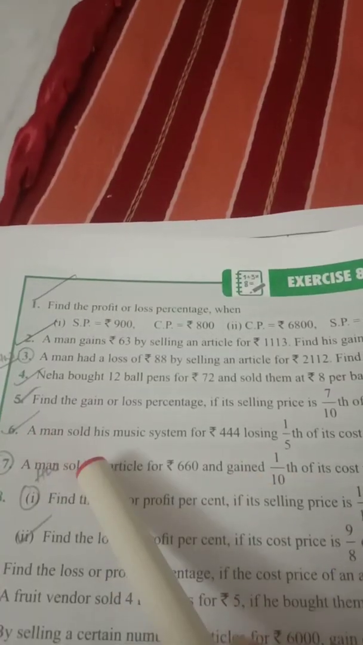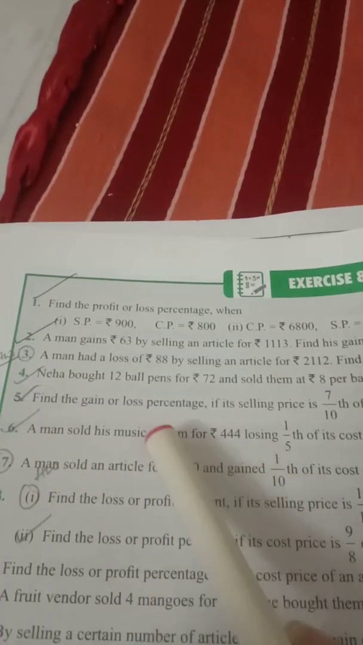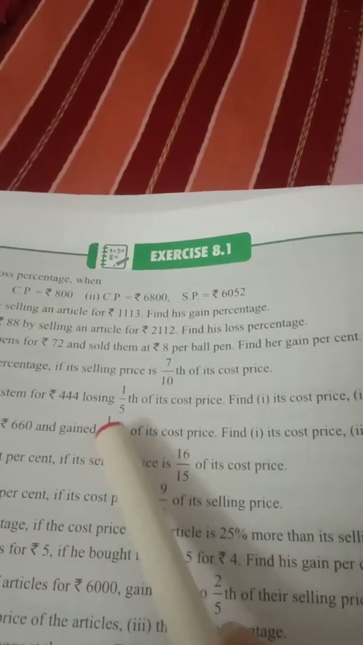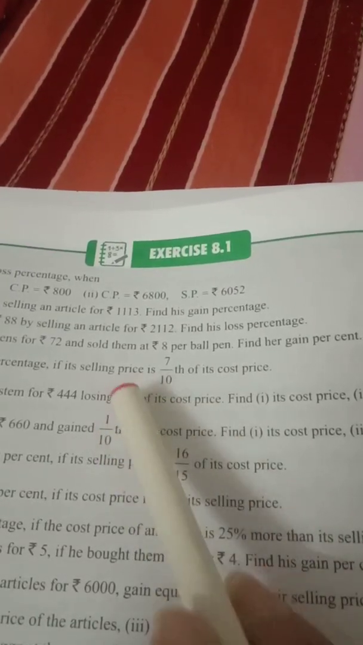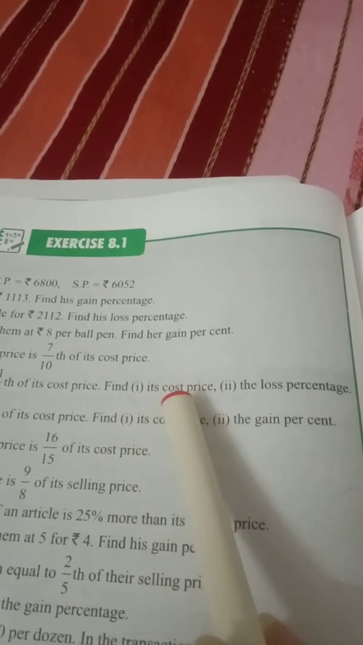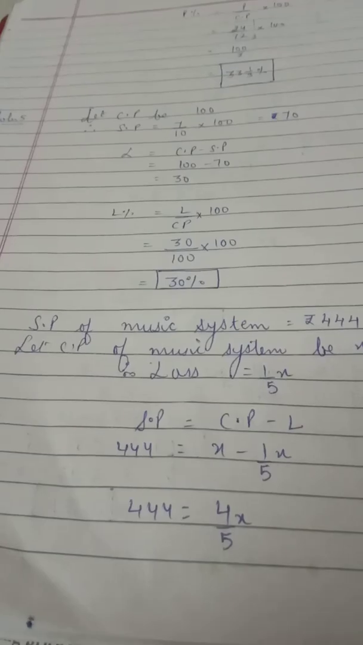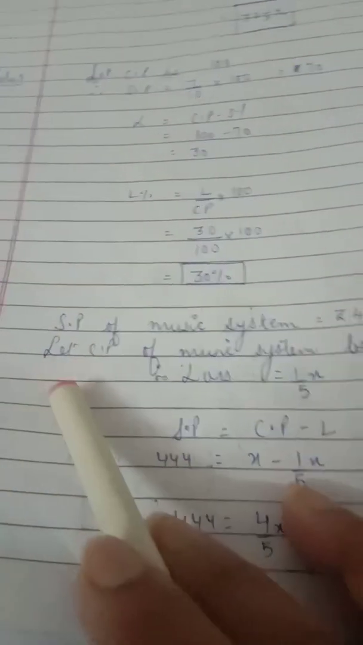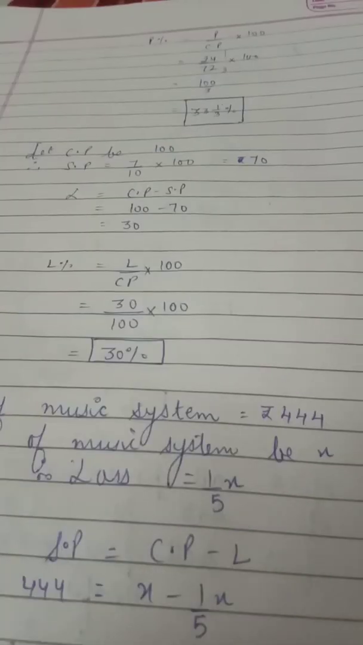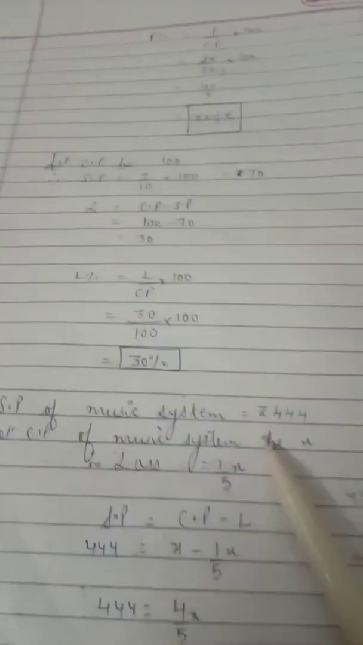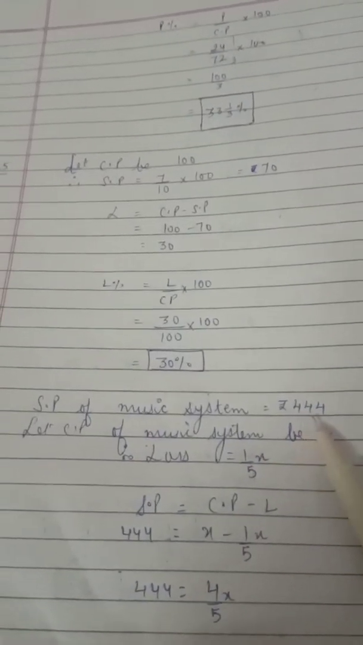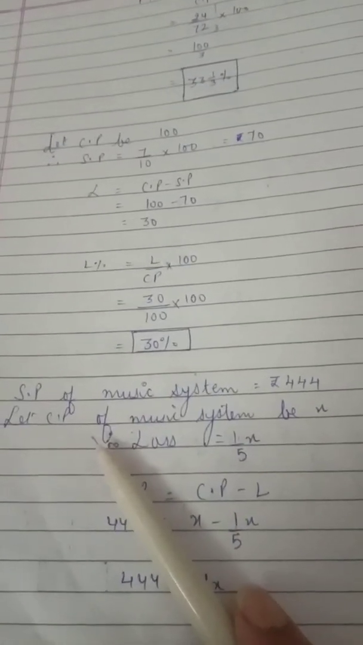Number 6. A man sold the music system for 444, that is the SP of the music system, losing 1 by 5 of the CP, that is the loss, which is 1 by 5 of the cost price. You have two parts to find out. You have to find the cost price, and then you have to find the percentage of loss. SP of the music system is given as rupees 444. So let the cost price of the music system be x.